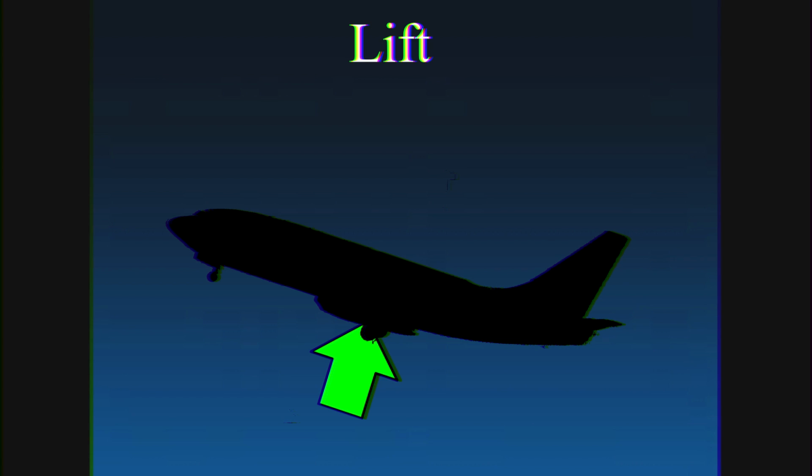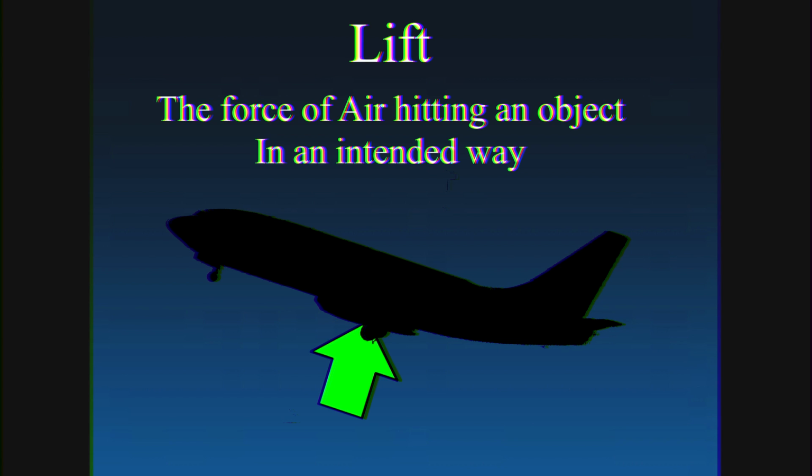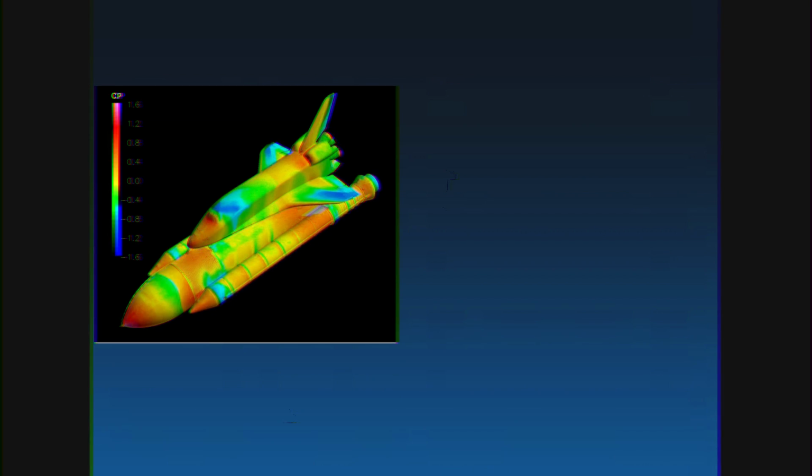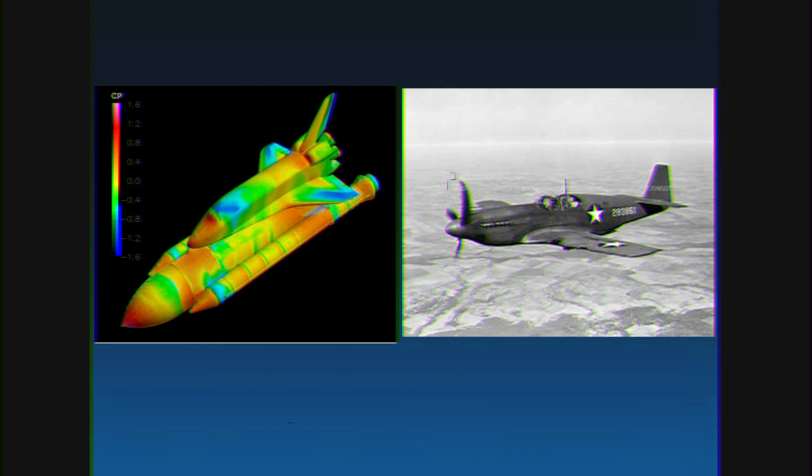Let's start with the foremostly known forces, lift and drag. Lift is the force from air molecules hitting the wings of an aircraft. This is the force that pushes the aircraft or spacecraft upwards. Lift is a need for aircraft to even get off the ground. Lift is calculated through computational fluid dynamics or through actual tests of aircraft or spacecraft.